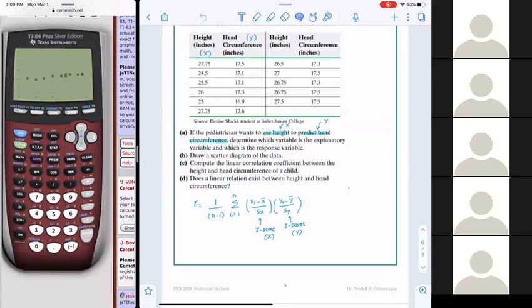To do that, we need the mean for the X sample, which is height. We need the mean for the Y sample, which is head circumference. And we know how to find this. We just have to do one variable statistics. So start over to calculate.